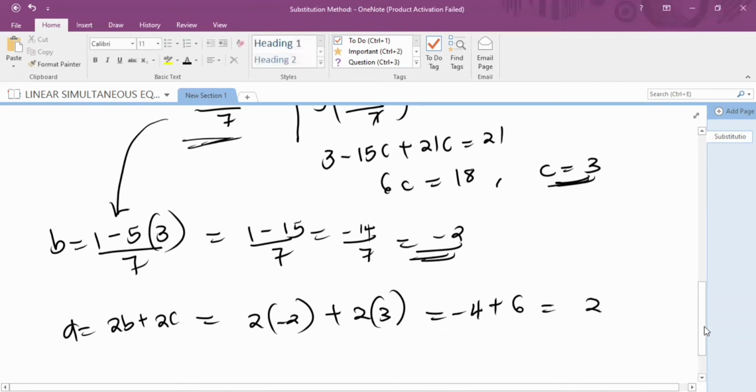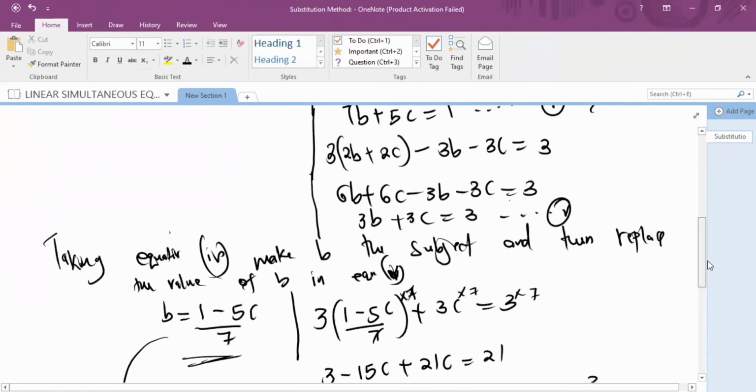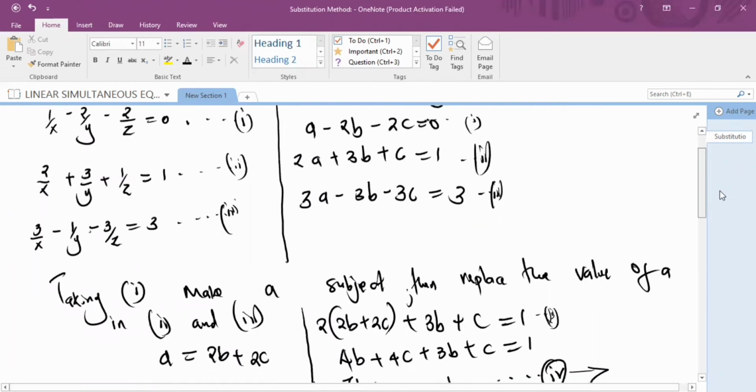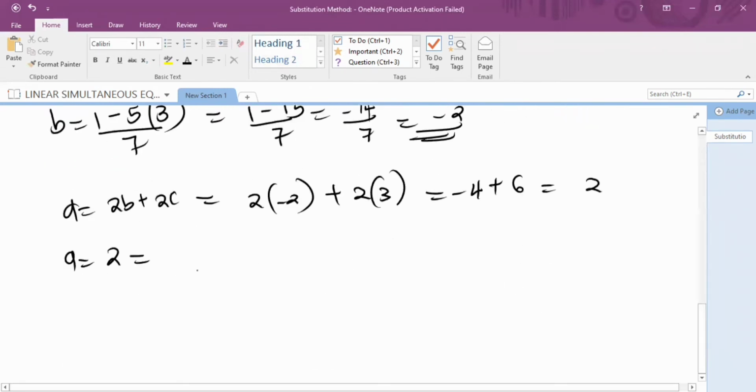Now remember, our questions were in terms of x, y, and z. So we have A is equal to 2. And what was our A? We said let A be equal to 1/x. When you're being told to solve this question, clearly you're being asked to get the value of x, y, and z. So if our A is 1/x, and our A is 2, what's the value of x? So I will write 2 is equal to 1/x, make x the subject of the formula.